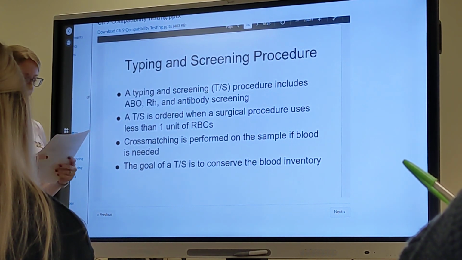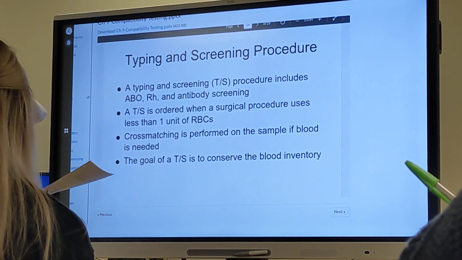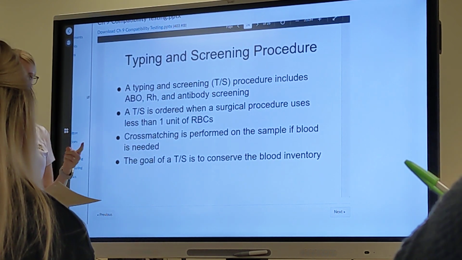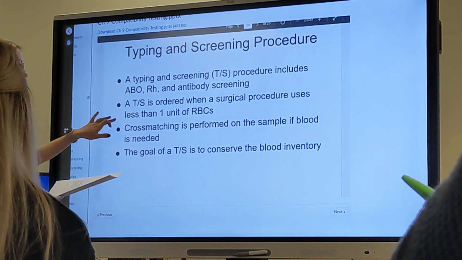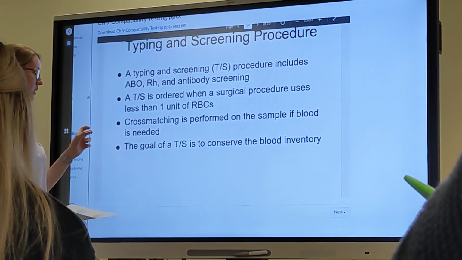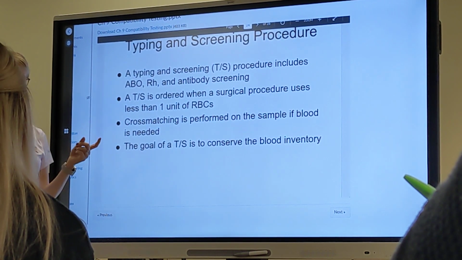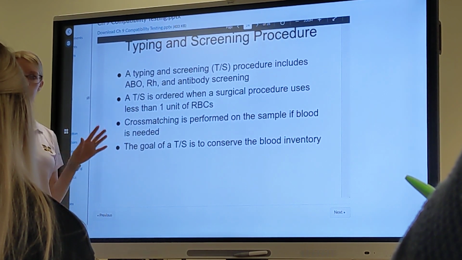We're almost done. So typing and screening. That's what's done for people that need surgery and pregnant women. So ABO, Rh, and antibody screening. They usually do a typing screen for surgical procedures that need less than 1 unit of red blood cells. So that means they didn't do a cross match. They just have a typing screen on standby.